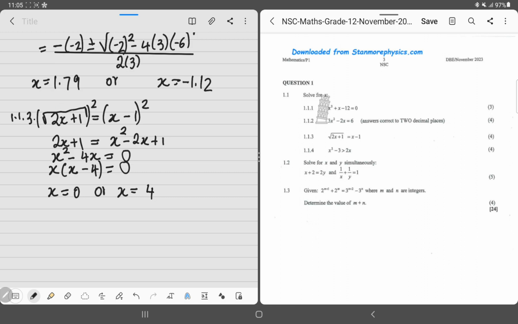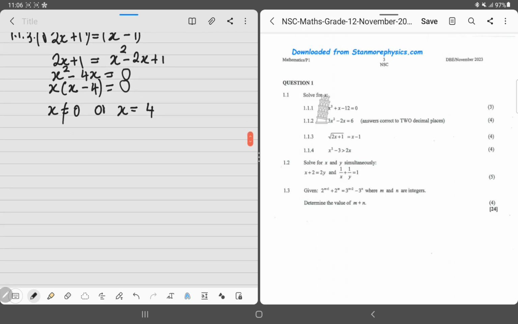In most instances, when you have a square root, you need to check if the solutions that you have do indeed satisfy the equation. So let's check. The 0 is not going to work. 2 into 0 plus 1 is a 1. If I put a 0 there and minus 1, this is going to be negative 1. The other side is going to be 1, so it can't be 0. For 4, 2 times 4 plus 1 gives me a 3. If I put a 4 there, minus 1, it's going to be a 3. So x should be equal to 4.